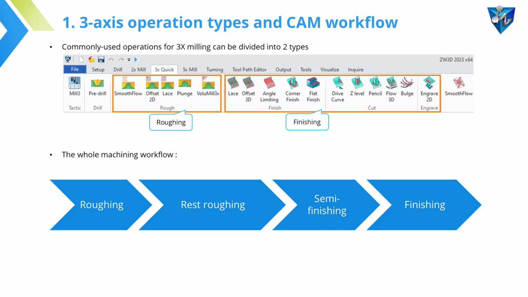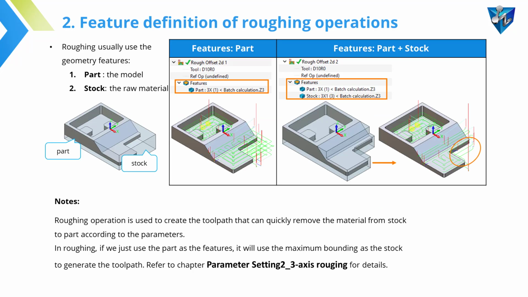From this image, you can see the 3X operations can be divided into roughing operations and finishing operations. And for the toolpath programming workflow, there are usually 4 parts: roughing, rest roughing, semi-finishing, and final finishing. Then the second part is feature definition of roughing operations.